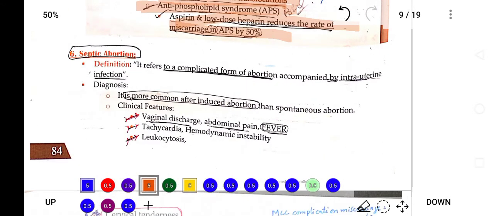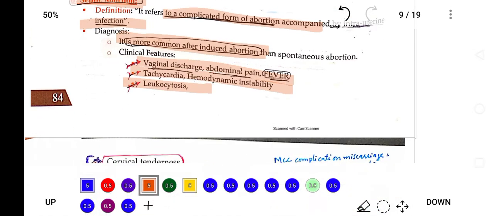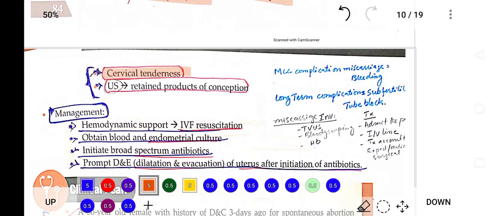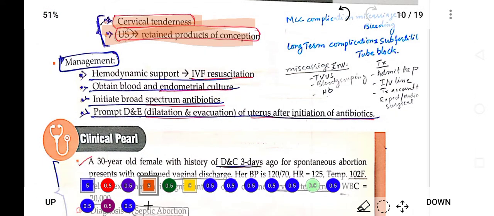And the last type of miscarriage is septic abortion. The word septic indicates bacterial infection, so it is a complication of abortion in which intrauterine infection occurs, and that infection causes loss of products of conception. That condition is known as septic abortion. Vaginal discharge will be there, abdominal pain, tachycardia, hemodynamic instability with leukocytosis. Cervical tenderness, and ultrasound shows retained products of conception because septic death of the fetus occurs.